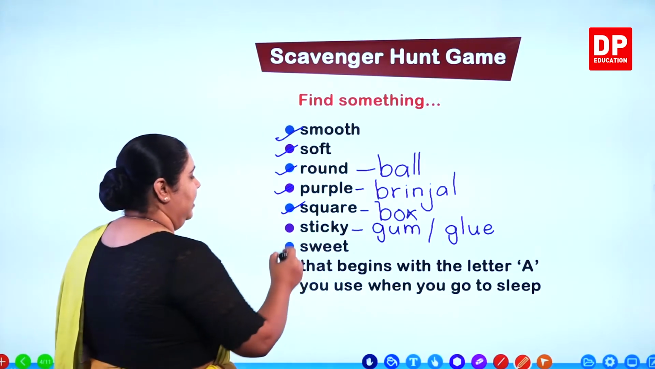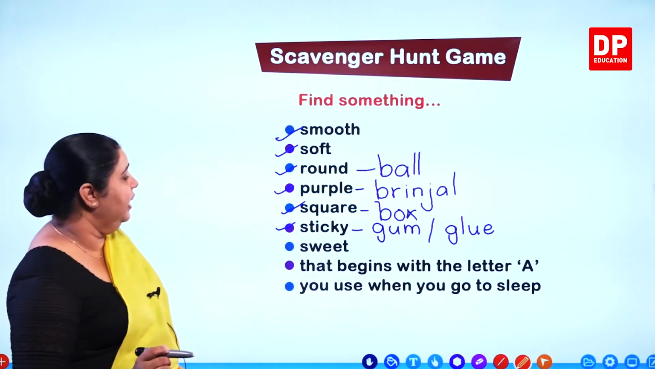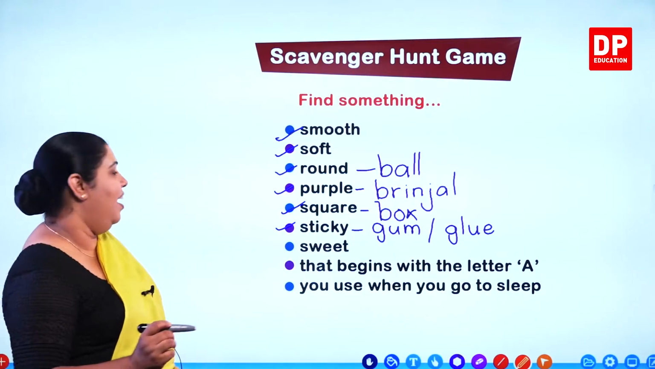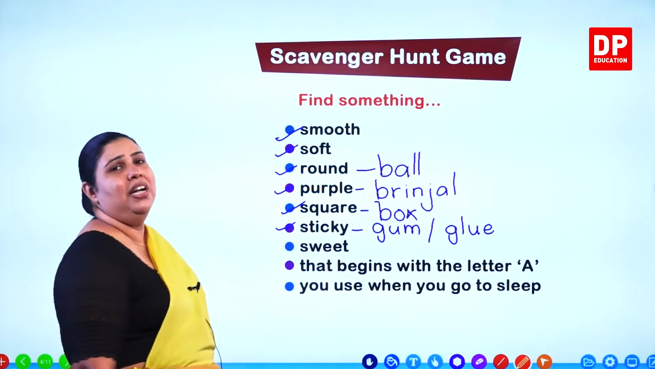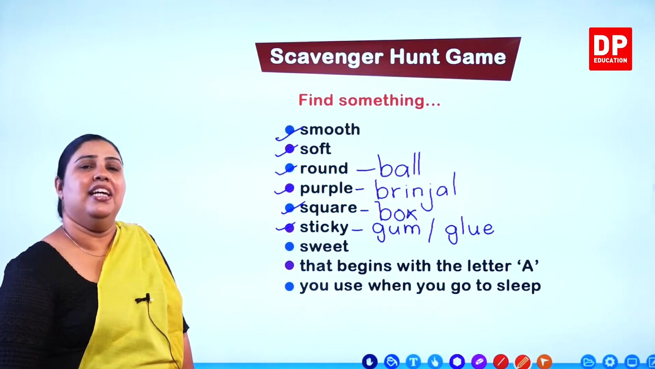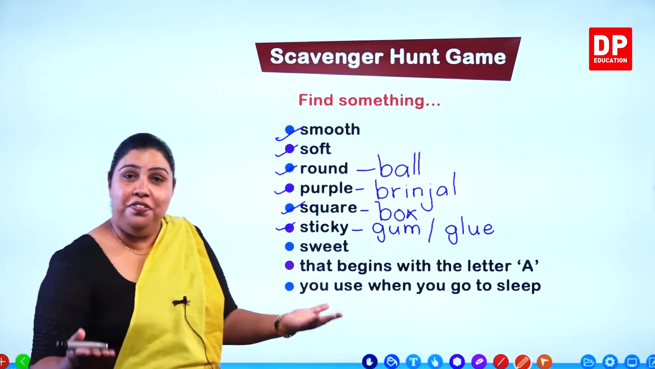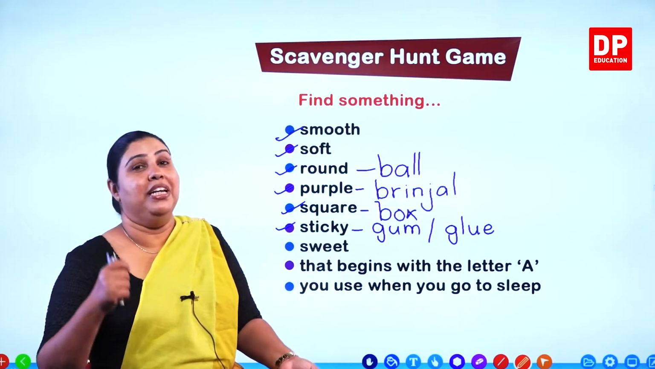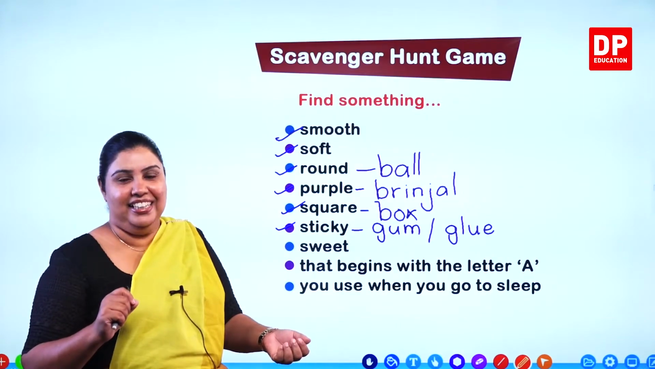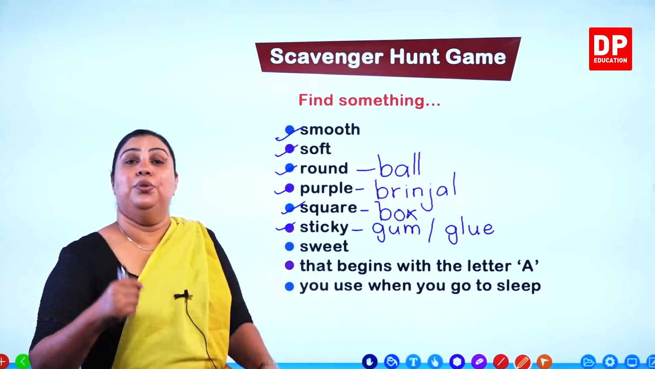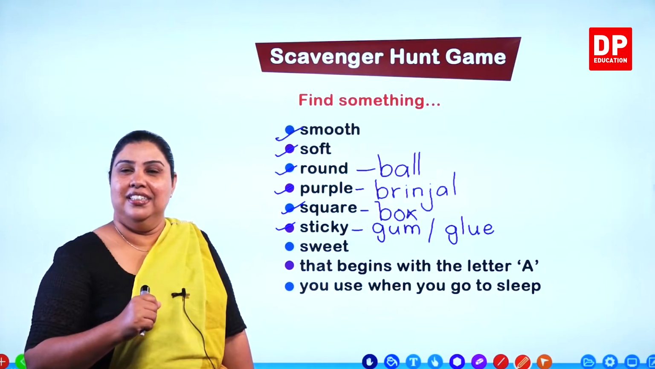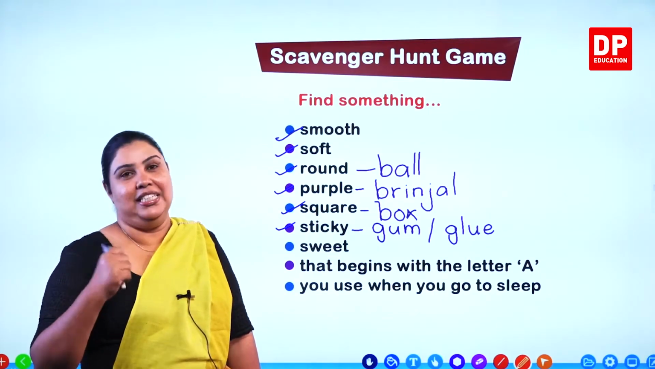Then we can find something sweet. Something sweet. What can you bring? Bring something sweet. You can bring sugar. You can bring a toffee. You can bring a small candy. Small sweet things. You can bring a piece of chocolate. Right? You can bring a toffee, as I told you.